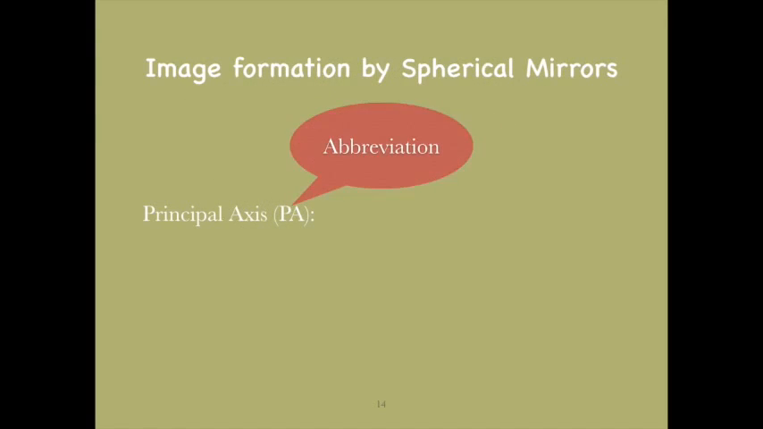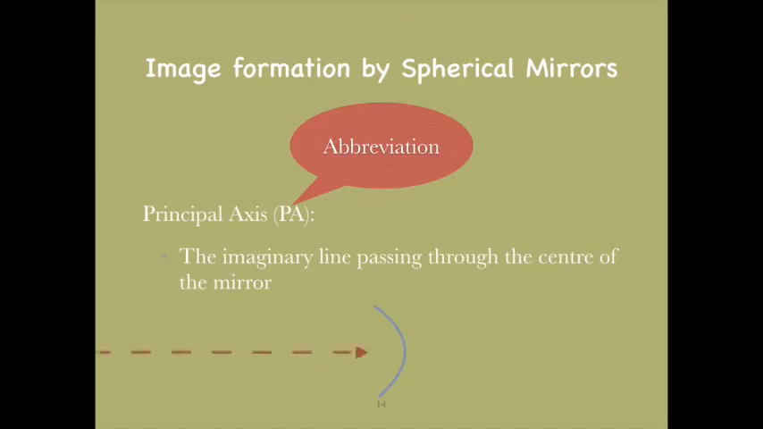Now let us learn about the notations of optics. Let's start with the principal axis, where PA is the abbreviation. PA is an imaginary line passing through the center of the mirror. If you consider the blue line to be a mirror, then the red line will be your principal axis or the PA.